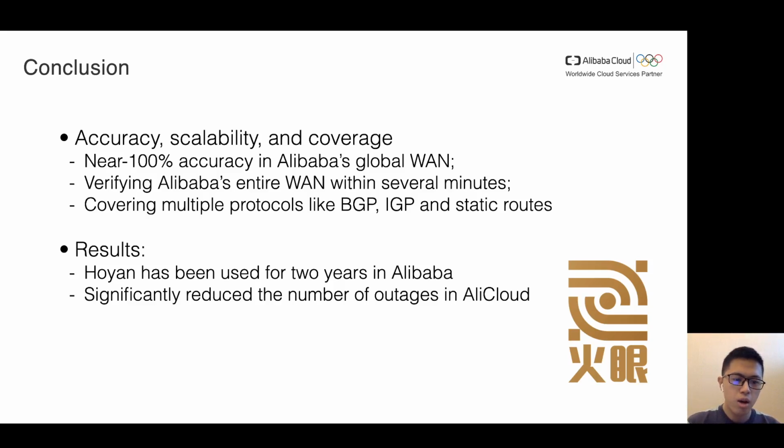In conclusion, Huoyan is the first ever reported practical configuration verification system deployed on Alibaba's global scale WAN. It addresses the challenges on accuracy, scalability, and coverage. Huoyan has been used to verify Alibaba's WAN for 2 years and significantly reduced the number of outages in Ali Cloud.